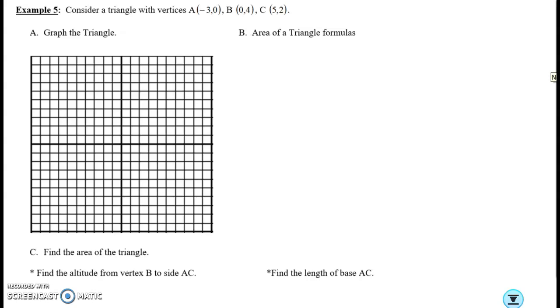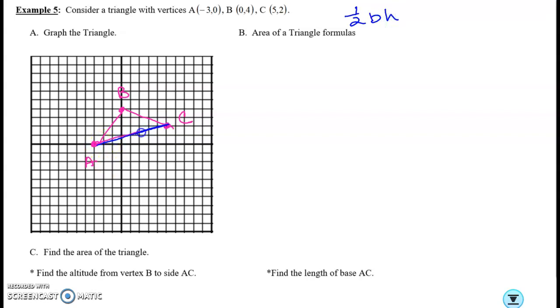We have an application problem here where we need to graph a triangle. So we're going to use the points -3, 0, that's A, 0, 4, that's B, and 5, 2, that's C. So here's our triangle, and they want us to find the area of this triangle, which we know as 1/2 the base times the height.